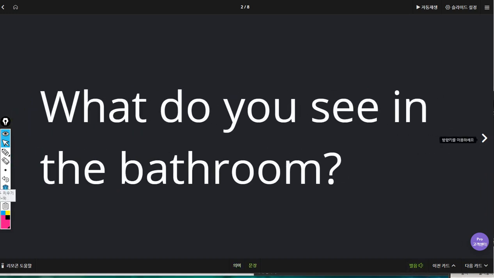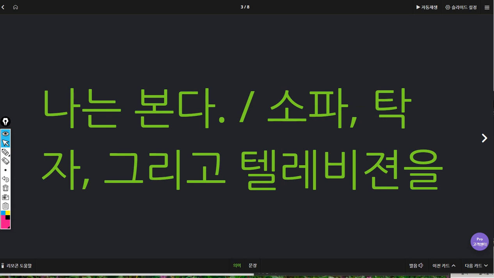What do you see in the bathroom? I see a sofa, a table, and a television. Okay, 그래서 여기까지 우리, television. Okay, so what do you see in the living room에 대한 대답이죠.